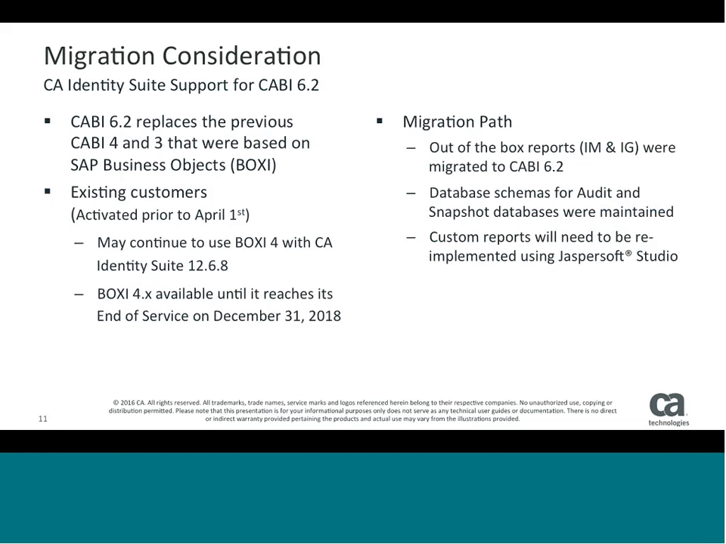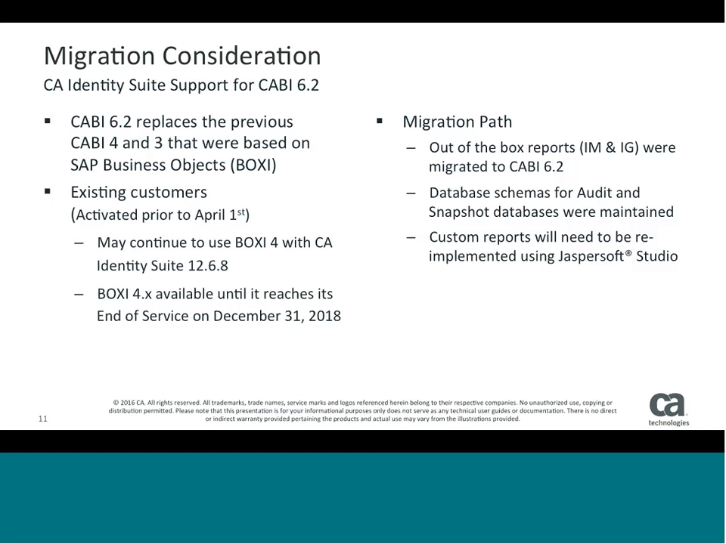Both releases of what we call Identity Suite 12.6.8 support both the new CABI 6.2 and CABI 4. So you have the option to continue to use CABI 4 right now and go to the latest and greatest release, and continue to use it until CABI 4 arrives to its own end of service, which will be end of December 2018. So you have all of that time to plan your migration. We do encourage you to start planning that migration and consider the CABI 6.2.